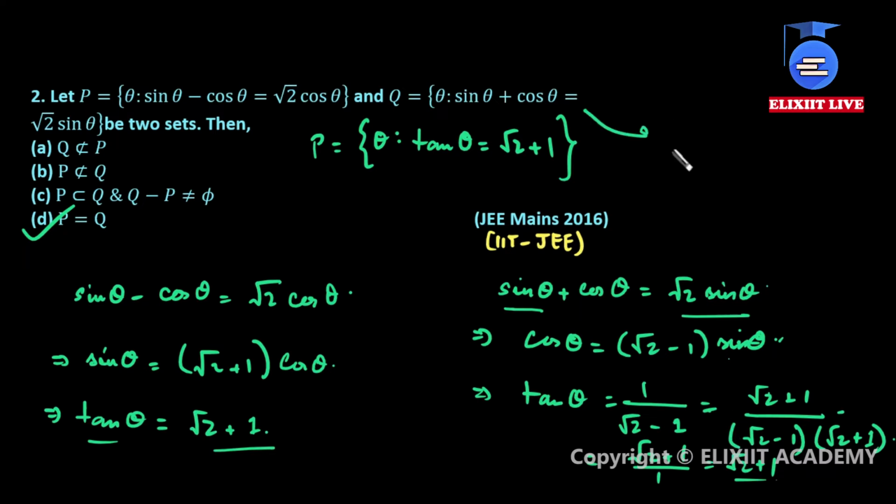Q set also we have modified into theta such that tan theta is equal to 1 upon root 2 minus 1. Okay, and a similar logic. So root 2 plus 1 and 1 upon root 2 minus 1 both are the same. In case you rationalize the 1, this will be the same. Okay, easy question.